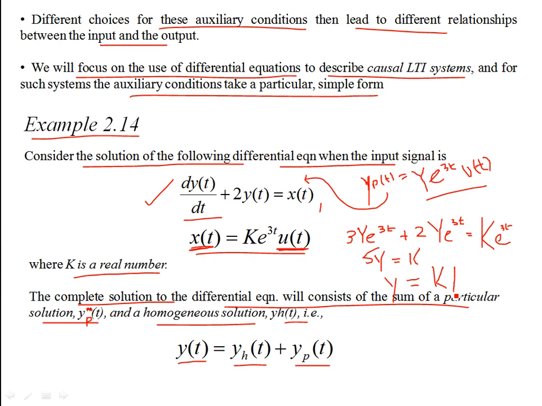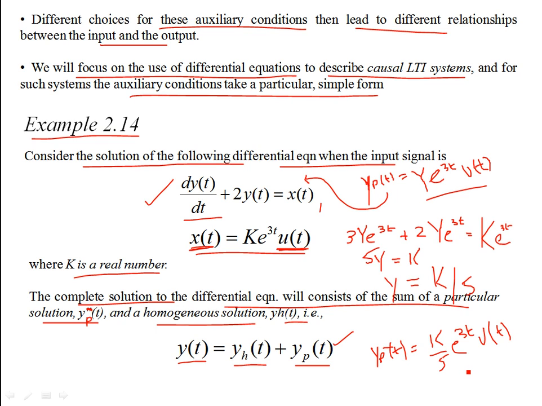So that is your forcing function, that is your particular solution. The particular solution y_p(t) over here is k over 5 e^{3t} u(t). That's it. That is your particular solution to the first order differential equation, given the forcing function is exponential.